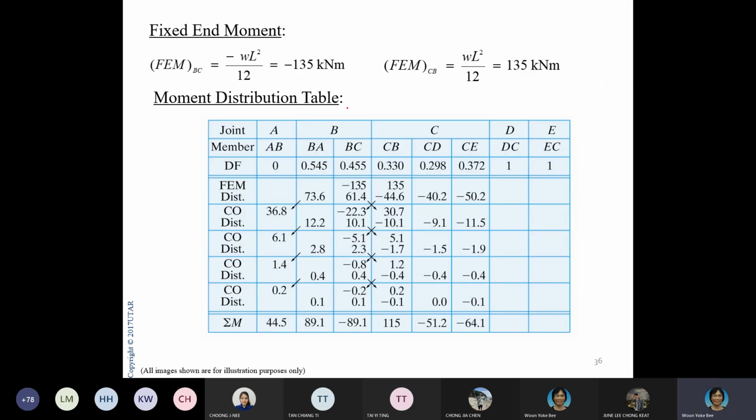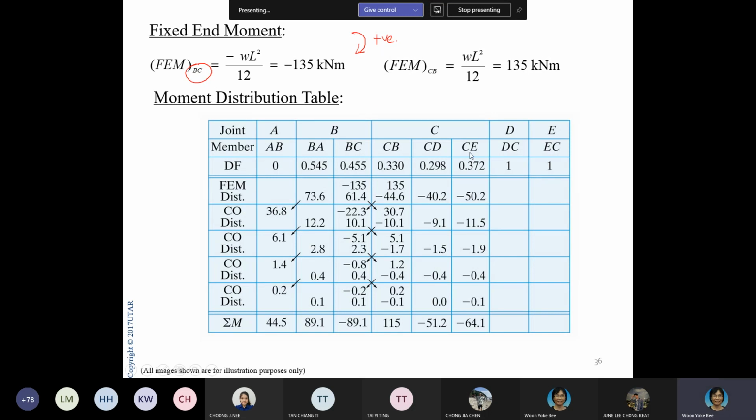Then you have your fixed end moment. Your fixed end moment, as I said earlier, the point load of 60 kilonewton does not contribute to any fixed end moment, so we ignore it. What you will have is only at member BC. Okay, so again, we follow back the same sign convention. We are using positive as clockwise, so we will follow back this one.